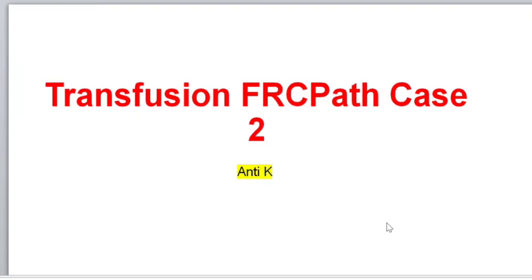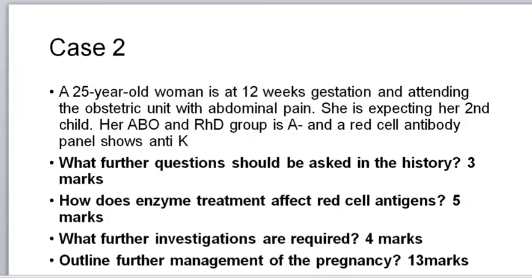So our case today is regarding anti-K. The scenario is a 25-year-old woman who is at 12 weeks gestation and attending the obstetric unit with abdominal pain. She is expecting her second child. Her ABO and RHD group is A negative, and a red cell antibody panel shows anti-K.